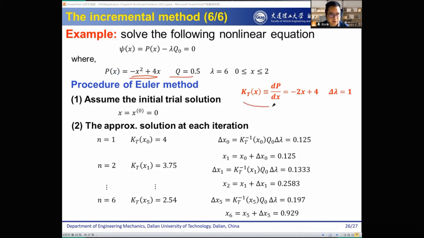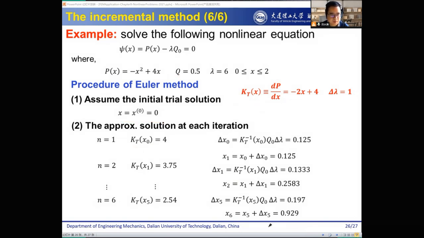So we work out the tangent matrix, and then we have the initial trial solution. Starting from the initial trial solution, we can get the tangent value. Then we work out delta x0, and then we update x, and we start the iteration again. Then we update x, we get x2, and we keep the iteration until the convergence condition is met.